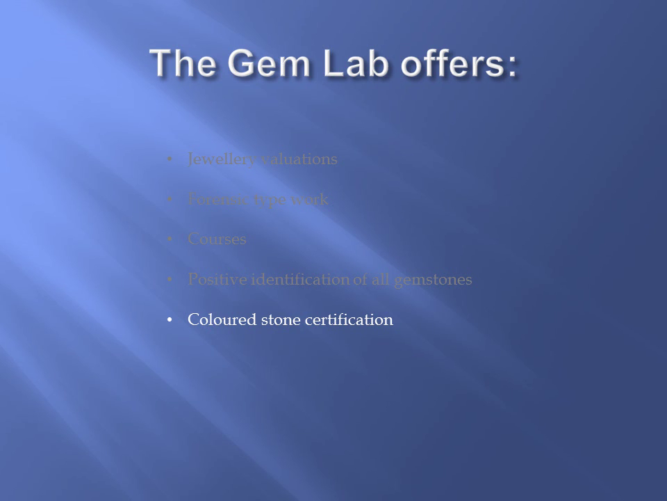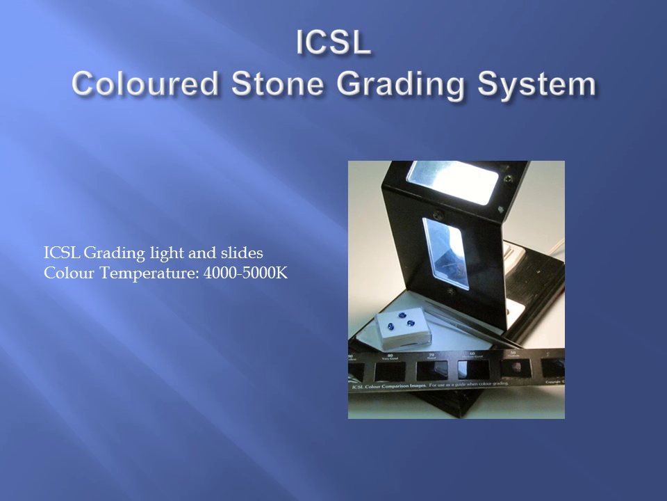Colored stone certification. We grade our colored stones according to Ian Campbell's ICSL colored stone grading system. It is the most accurate system I've ever come across. It was developed in the 1980s and is used by most of the major labs internationally. The color temperature of the light that we use is a consistent 4,000 to 5,000 degrees Kelvin, and we do a comparison using transparencies for accuracy and consistency.